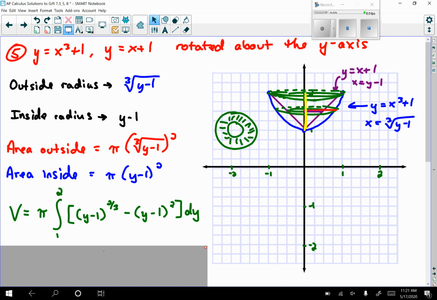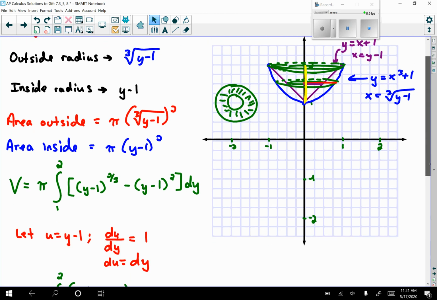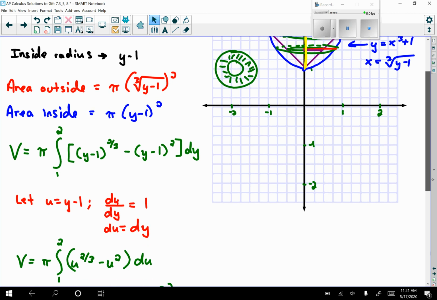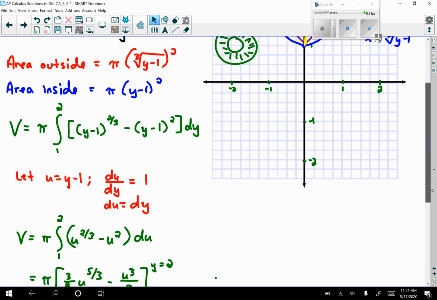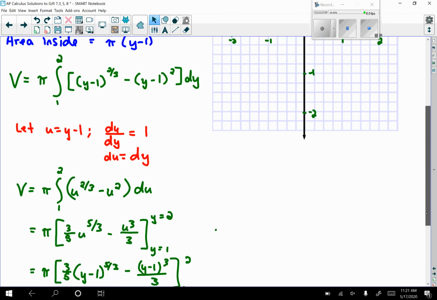And based on what we're looking at here, we actually end up using u substitution. So I'm going to let u equal y minus 1. du over dy is equal to 1, so du is equal to dy. Now I left everything in terms of y. I didn't change the limits of integration here, but I went ahead and found the antiderivative here.